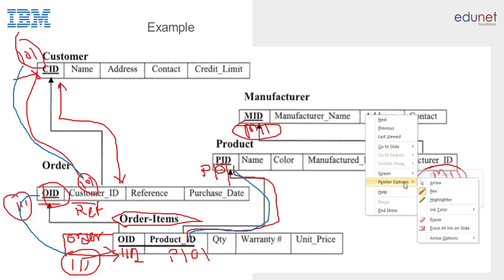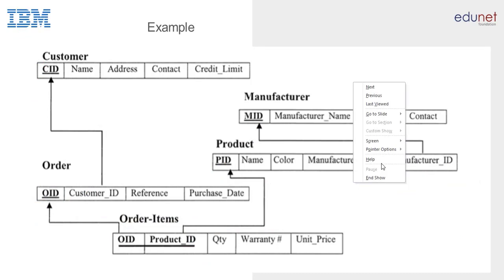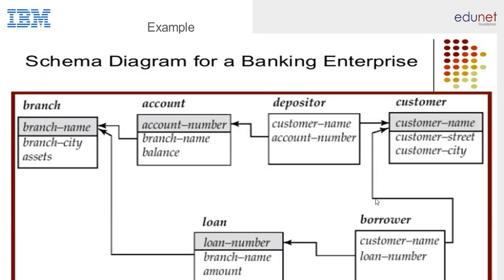So I hope all of you understand. Now I erase all the ink on the slide and go to the next slide. Schema diagram for a banking entry. Let's understand another example.